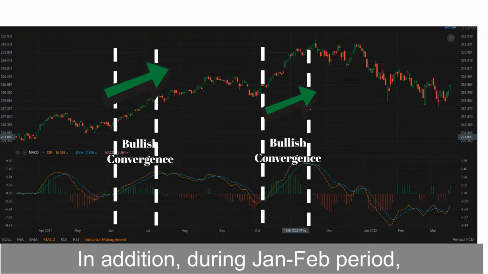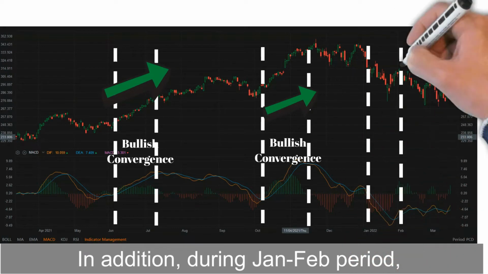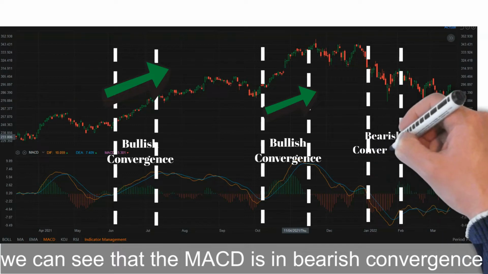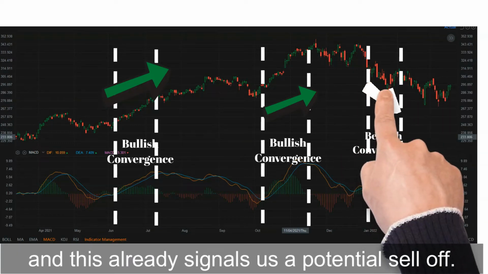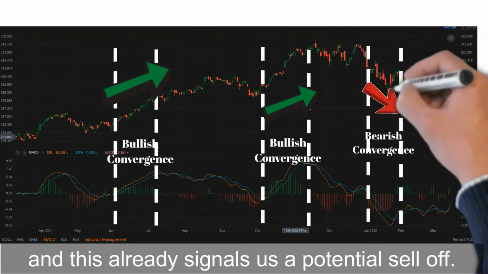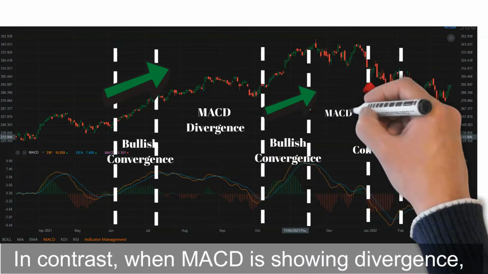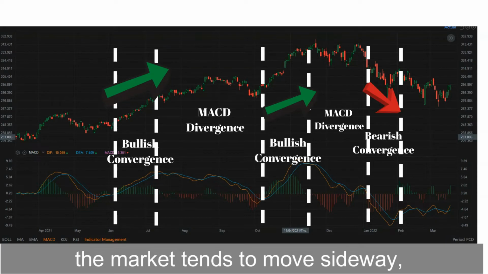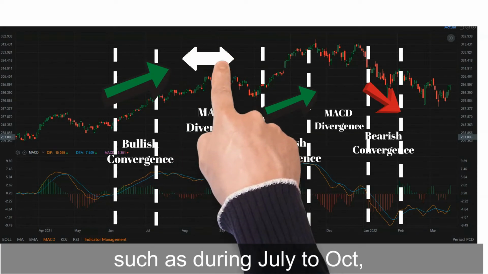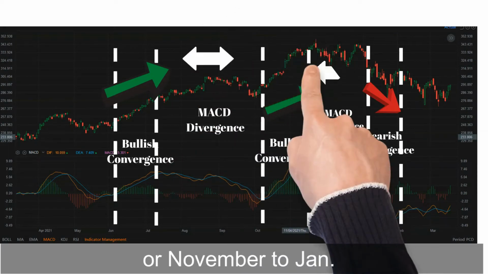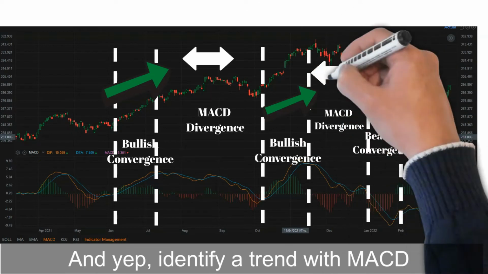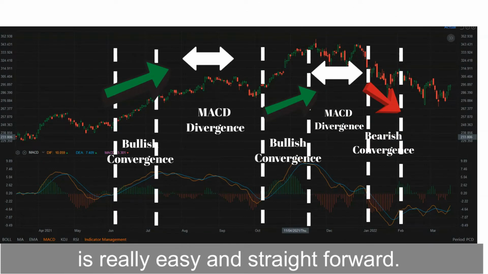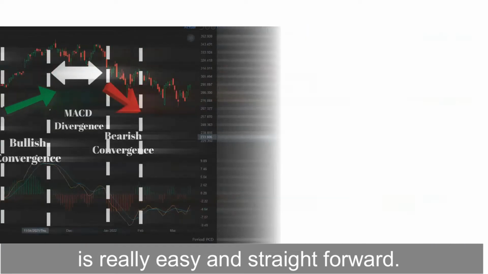In addition, during January to February period, we can see that the MACD is in bearish convergence, and this already signals us a potential sell-off. In contrast, when MACD is showing divergence, the market tends to move sideways, such as during July to October or November to January. And yet, identifying a trend with MACD is really easy and straightforward.